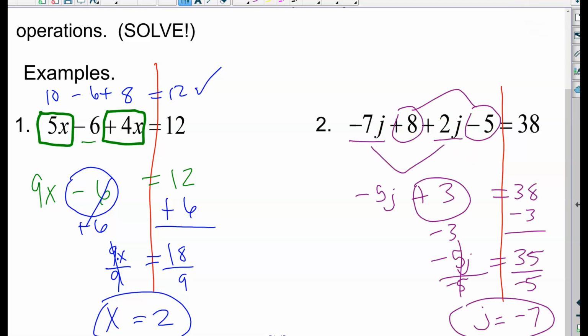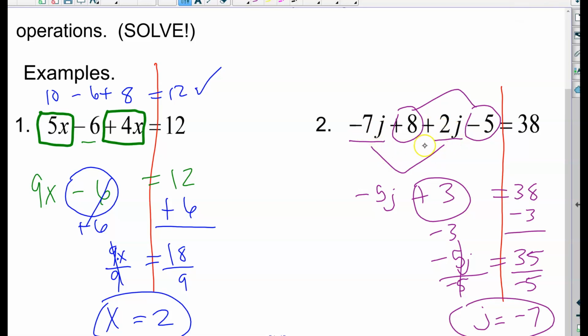All right, hopefully you took a few minutes to answer this second question. First step is to combine like terms. In this case, I've actually got 2 sets of like terms. I've got a negative 7j and a positive 2j. Those are like terms, and they are both j terms. Even though one's negative, one's positive, they're both j terms.